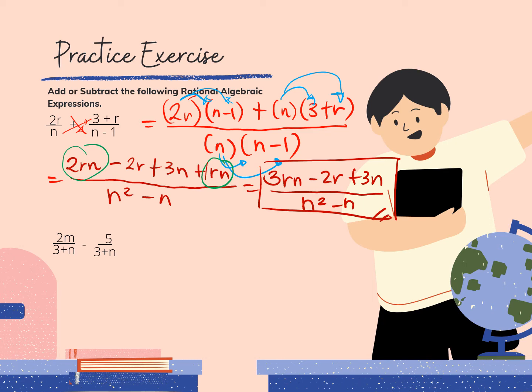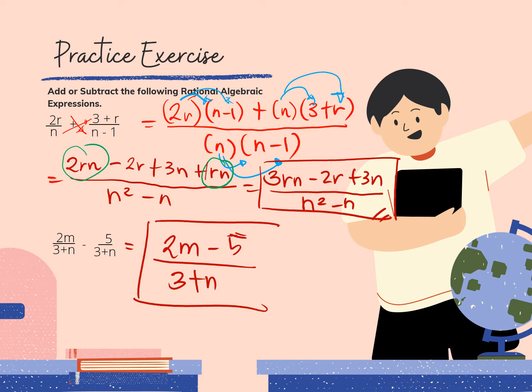So, next, subtraction of two rational algebraic expressions. Similar sila because they have a common denominator. Madali lang to. So, we have 2m minus 5 all over, copy the denominator, which is 3 plus n. Pwede ba ibang combine si 2m and 5? Hindi na, so that will be our final answer. So, that's how easy it is kapag similar rational algebraic expressions.